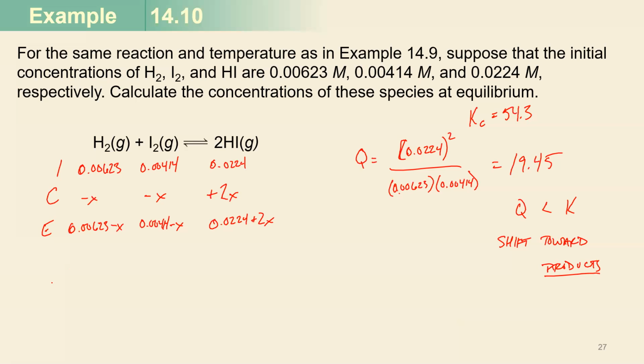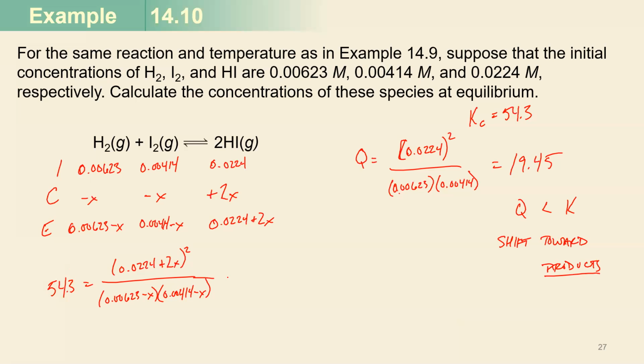And so we set it up again, 54.3 equals 0.0224 plus 2X squared divided by 0.00623 minus x times 0.00414 minus x. Now this is a lot of foiling. Do you remember foiling? First, outside, inside, last, right? And so we have to do that on top and bottom. Then we're going to collect like terms and all that kind of stuff.